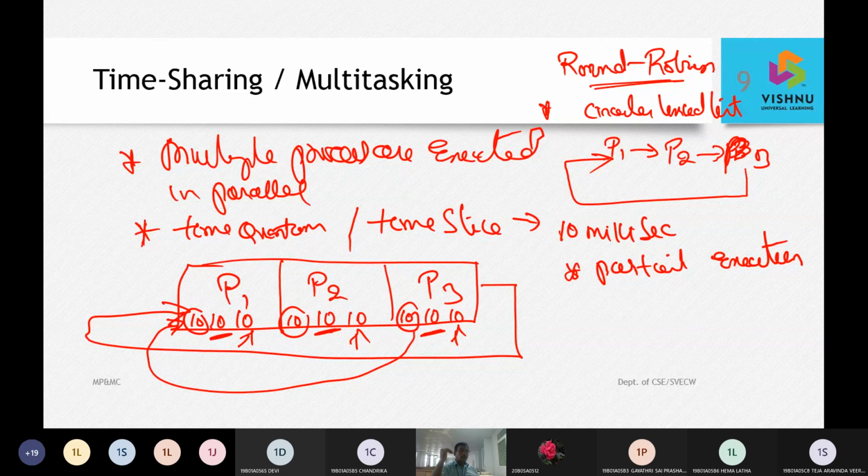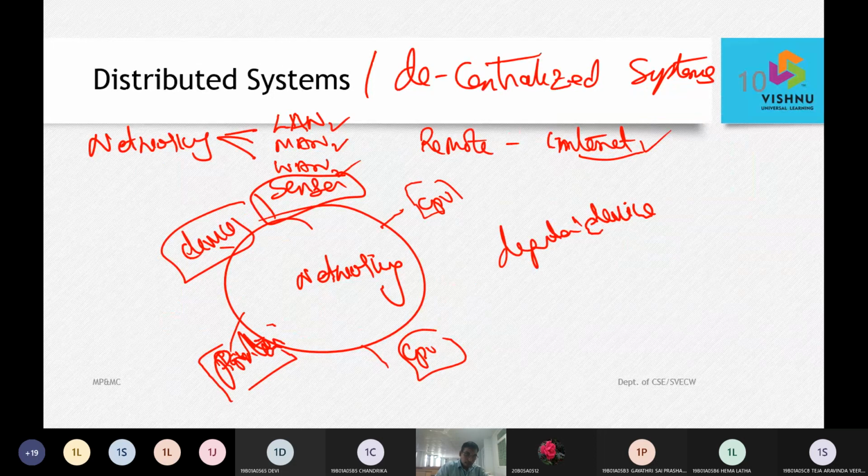Another important point regarding time sharing or multitasking is that it is based on the round robin algorithm. The round robin algorithm works with a circular linked concept, that is P1, P2, P3, and after P3 it switches back to P1. So in this model we get the time sharing concept.